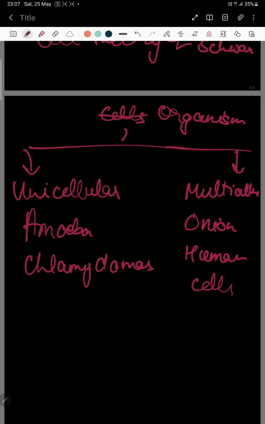So in the unicellular organism, they constitute only a single cell, and that single cell performs all the functioning of the organism, whereas in a multicellular organism we have different varieties of cells which are specialized in the function they perform.